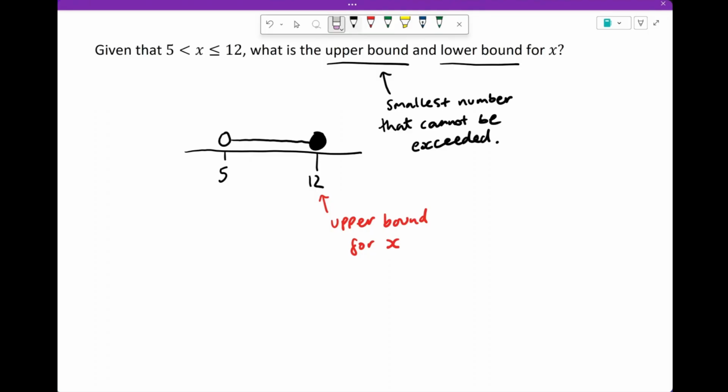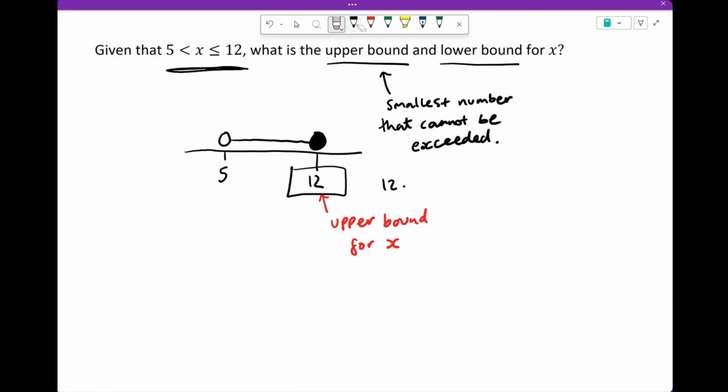Now, if we consider the example I've gone through here with the 12, which we decided is our upper bound, this number cannot be exceeded. If we go for 12.0001, that then falls outside of the range of my inequality. However, the fact that 12 can't be exceeded doesn't necessarily make it the upper bound. We have to establish there isn't a smaller number that also cannot be exceeded.